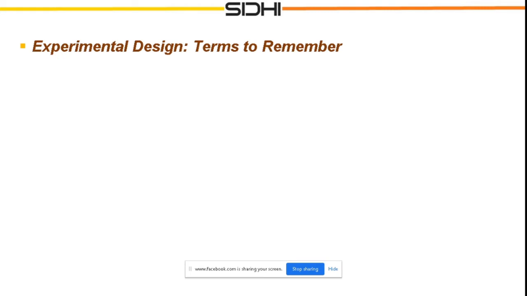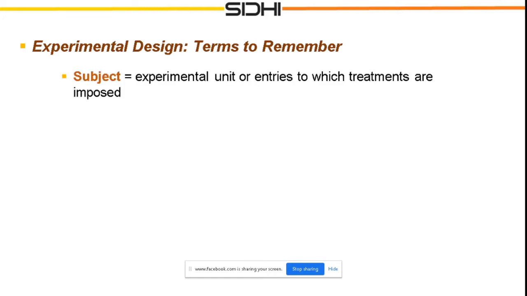Okay, so now we're going to the important terms that you need to remember when you design an experiment. So first is the subject. So it's the experimental unit or entries to which your treatments are imposed. So this could be your human subject, this could be your plants, this could be your bacteria, this could be your mice. Okay? So basically, ito yung subject ng pinag-aaralan mo dun sa study. Okay, this is to where your conditions will be imposed.